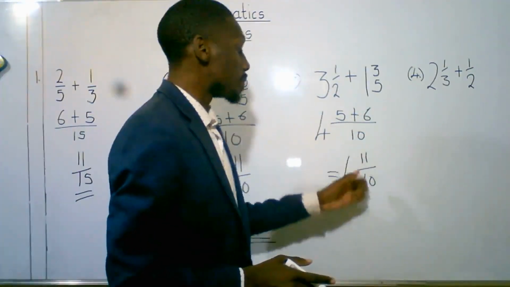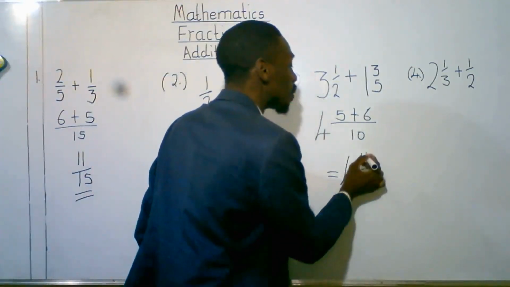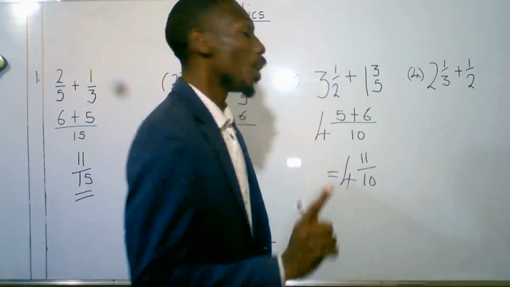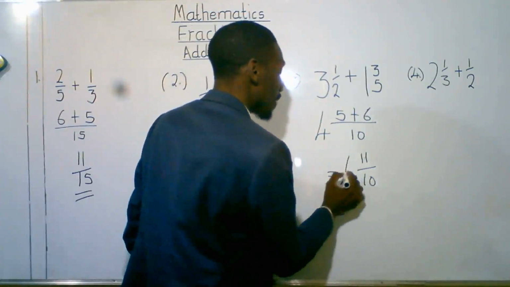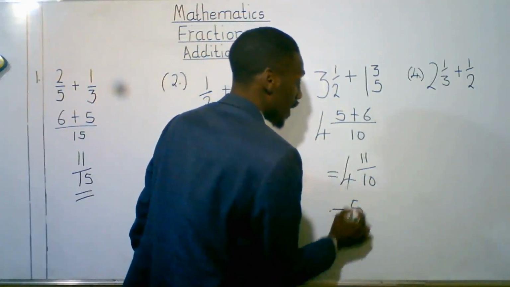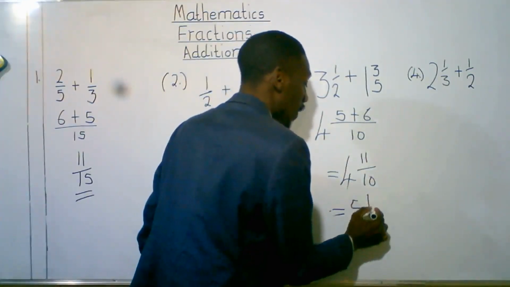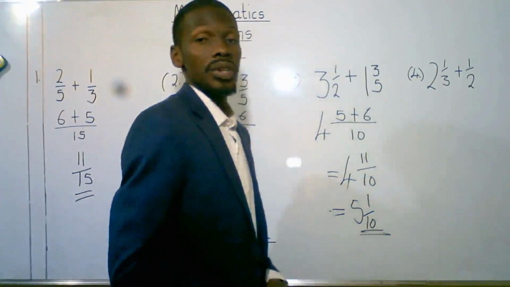The numerator is bigger than the denominator. What do we do? 10 into 11 goes in how many times? It's 1. Where do we put the 1? We add it to the whole number. So 1 plus 4 is going to give us 5. The remainder is 1 over 10, the denominator. We have solved our question.